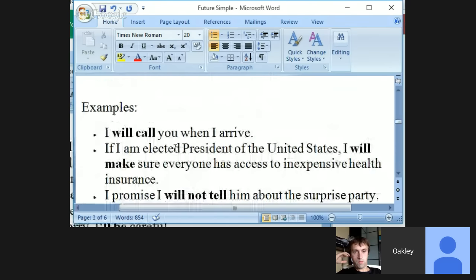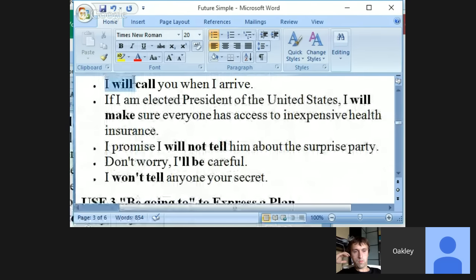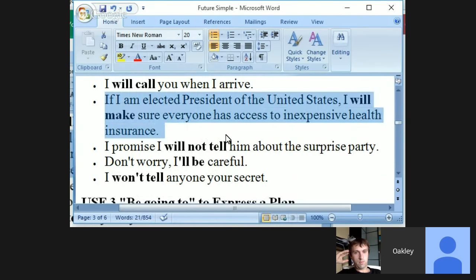Normally we use will when we make a promise. Things like, okay, I will call you when I arrive. All right, this next example. Well, I have to look at this a little bit more carefully. If I am elected President of the United States, I will make sure everyone has access to inexpensive health insurance. Wonderful.